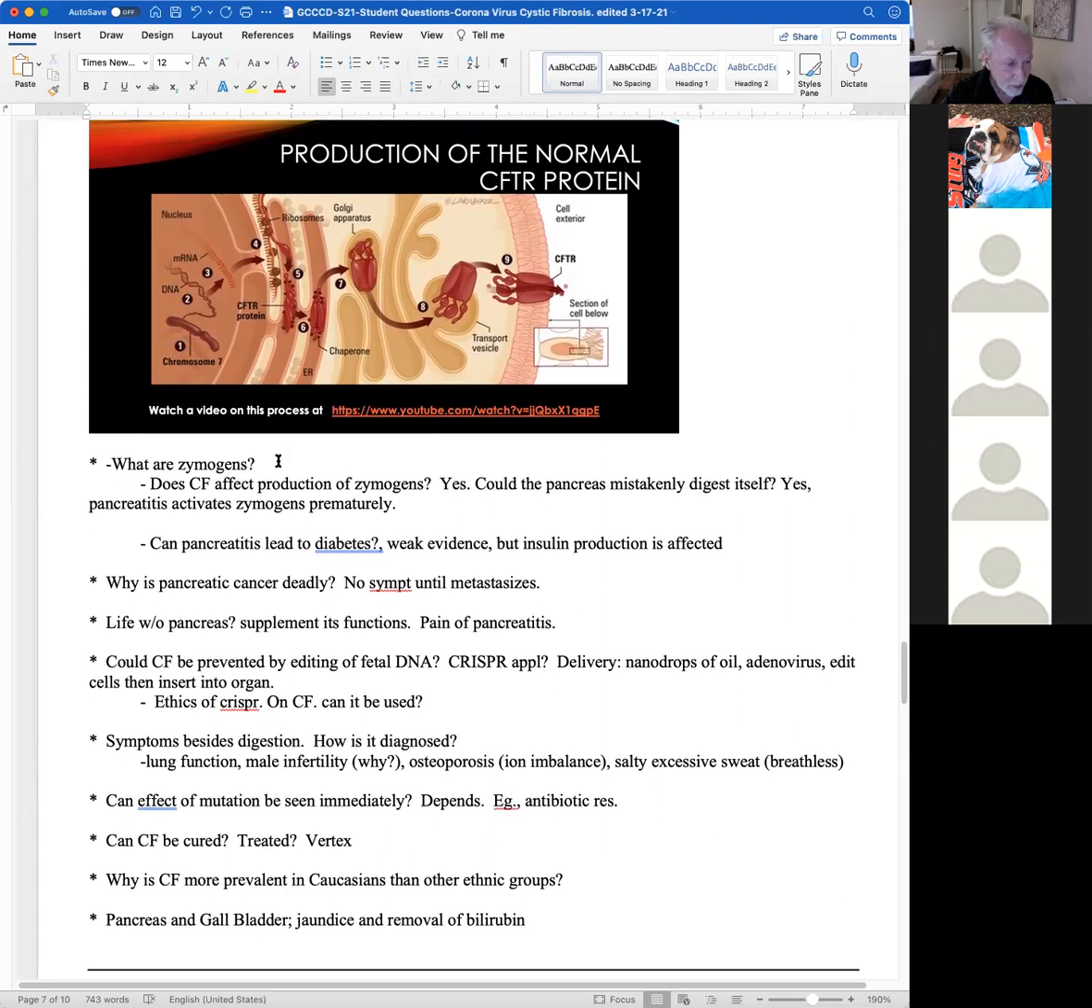What are zymogens? Anyone? Aren't they inactive enzymes? Yes. They're a form of an enzyme that is not active. So a question arose, can cystic fibrosis affect production of zymogens? Before we talk about that, of the digestive enzymes, which ones are produced as zymogens by the pancreas?